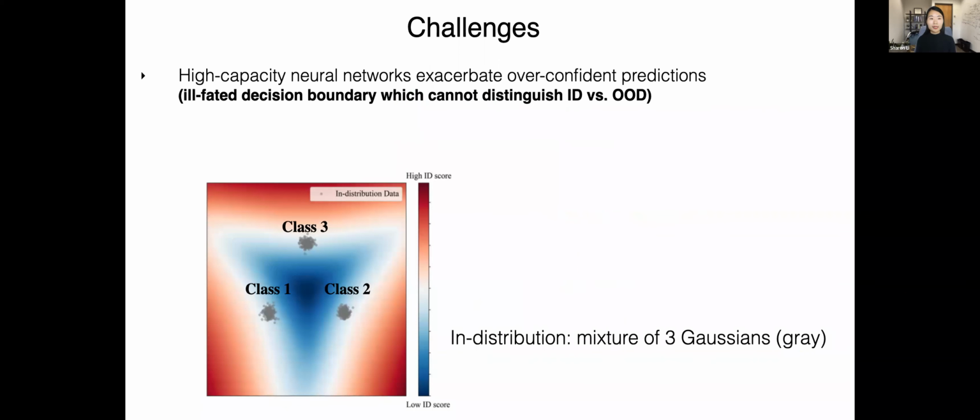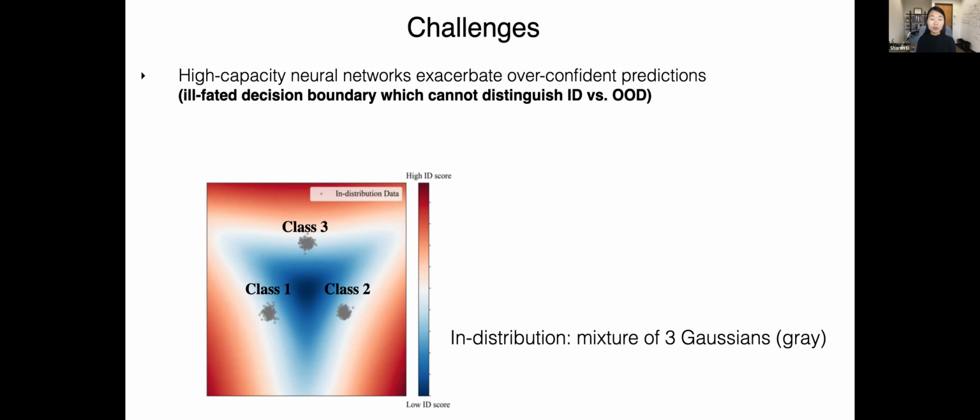And this problem is further exacerbated by the high capacity neural networks that we're working with nowadays. And in particular, to illustrate this problem, I would like to use this simple example at the bottom of the slide, where we have this in-distribution data that consists of 3 Gaussians, right, colored in gray. And so if you were to train a neural network using the common cross entropy loss, this model would learn this triangular shaped decision boundary, which would almost do a perfect job in terms of classification, distinguishing these 3 clusters. However, what's problematic is when it comes to out-of-distribution detection, because you see that the decision boundary cannot reliably tell apart these 2 types of data.